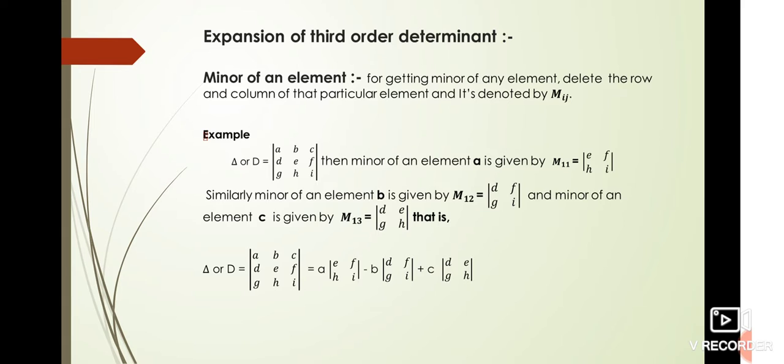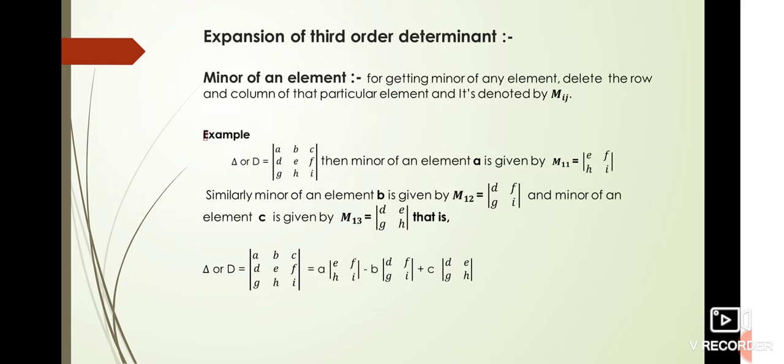Similarly, the minor of the element B is given by M12. We delete the elements of the first row and the second column. So the remaining elements are D, F, G, I, which is the minor of the second element. And the minor of the element C is given by M13. Again, we delete the elements of the first row and the third column, which equals D, E, G, H.